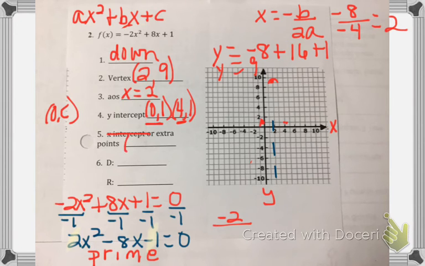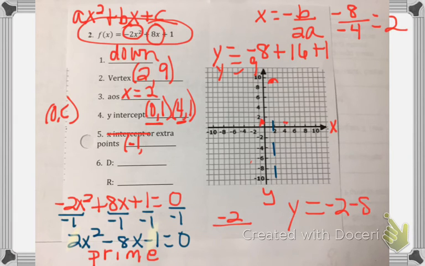I'm going to pick a negative 1. So that means wherever you see x, you're going to plug in negative 1 into this equation. Okay, so negative 1 squared is a positive 1 times negative 2 is a negative 2. And then 8 times negative 1 is a negative 8. Plus 1. So that's negative 10. Plus 1 is a negative 9. So that is the extra point, (-1, -9).